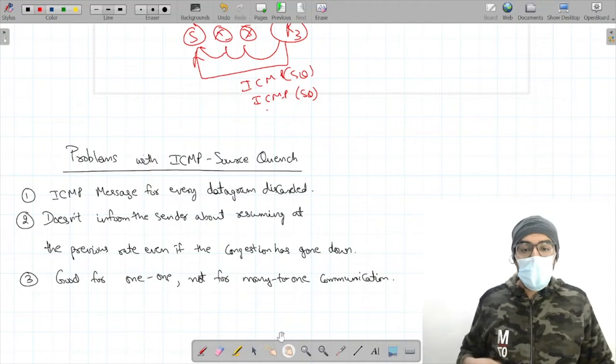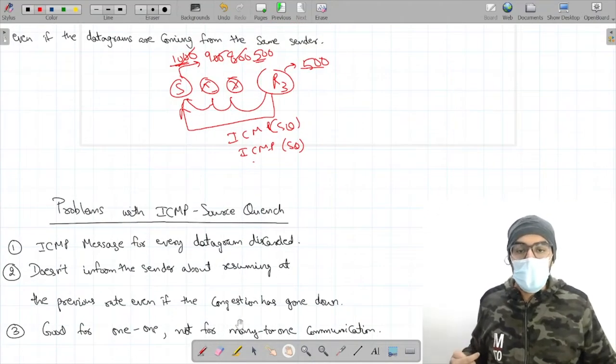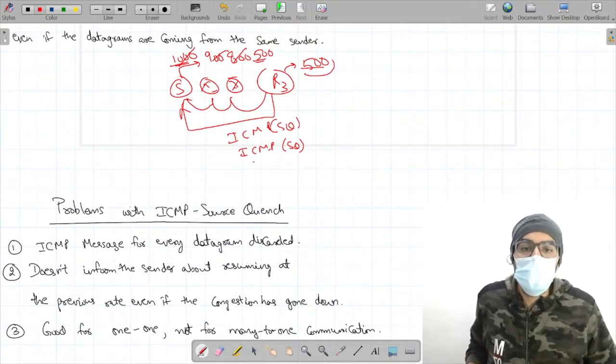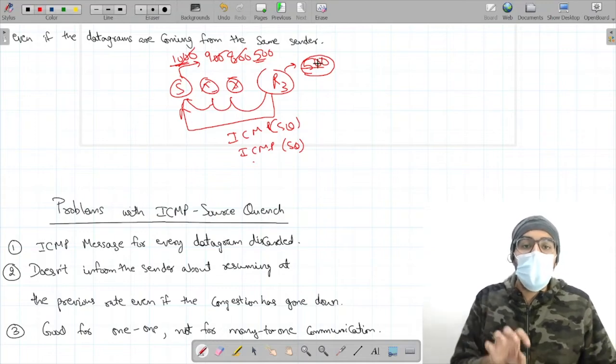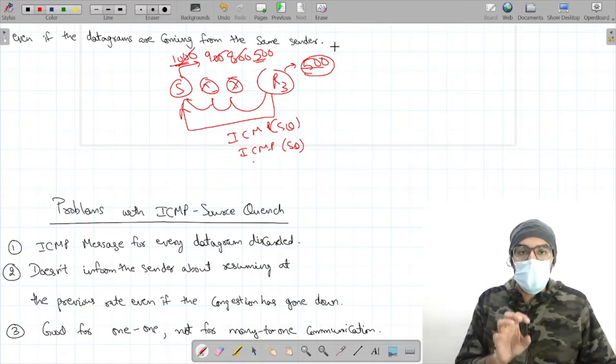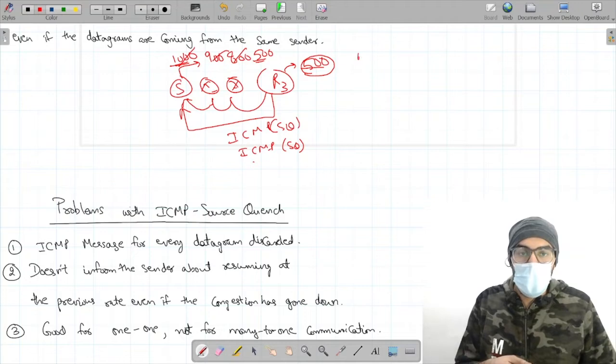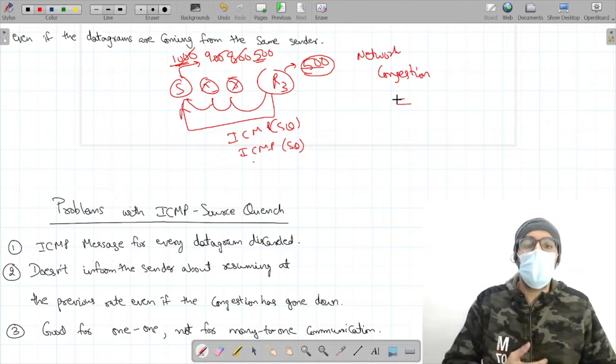But let's say there comes a point where the decreased capability of router R3, processing just 500 packets, was due to network congestion. And at a particular point, this network congestion decreases.